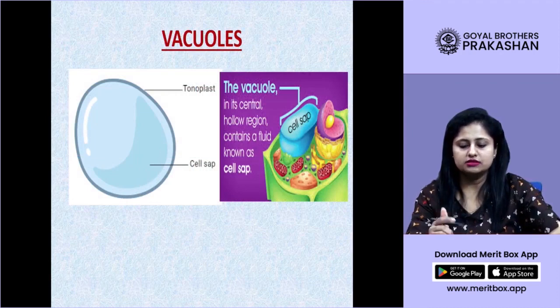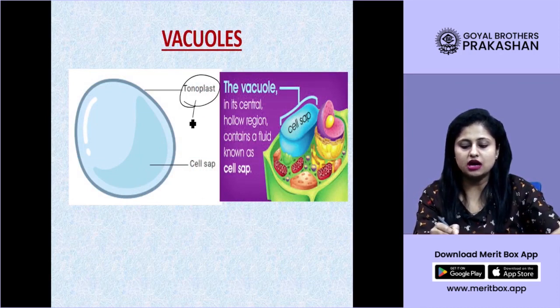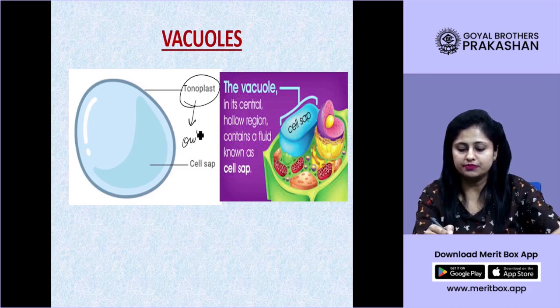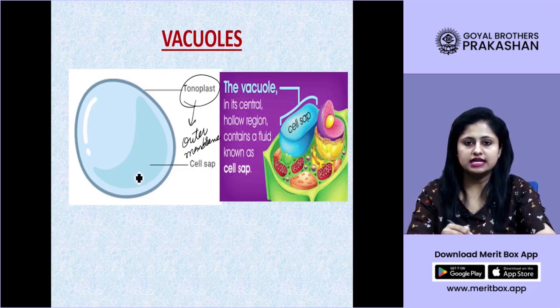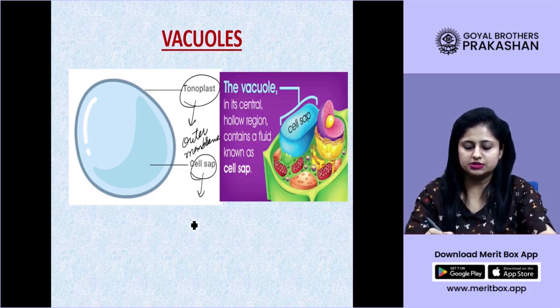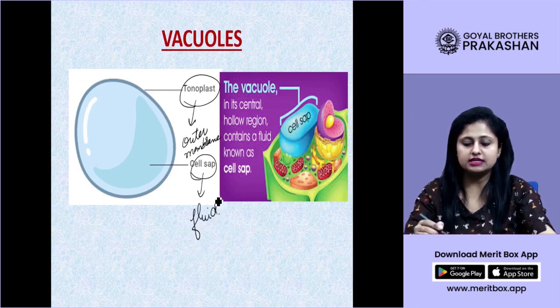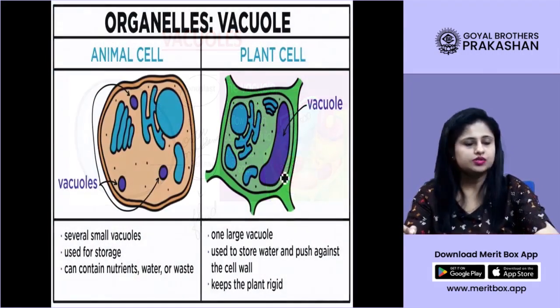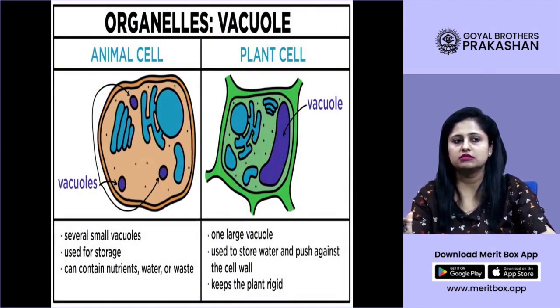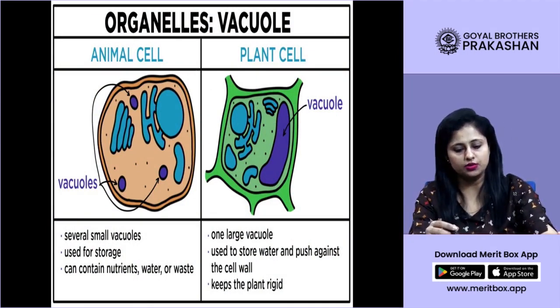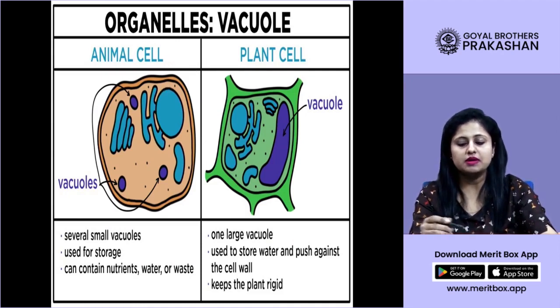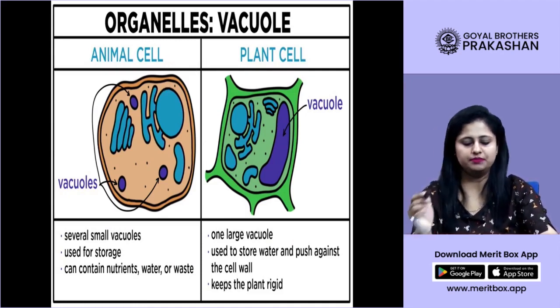So, vacuoles consist of two main parts, tonoplast. Tonoplast is the outer membrane of vacuoles, and the cell sap. Cell sap is the fluid present inside the vacuole. So, basically the function of vacuole is to store food and water. So, in reference to the vacuole, there is a difference between plant cell and an animal cell.